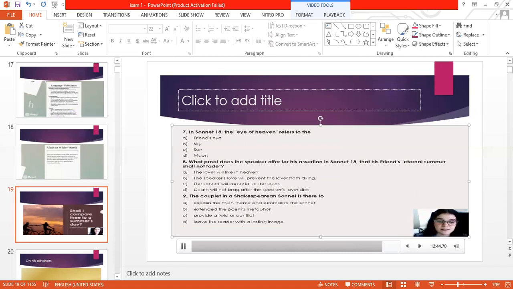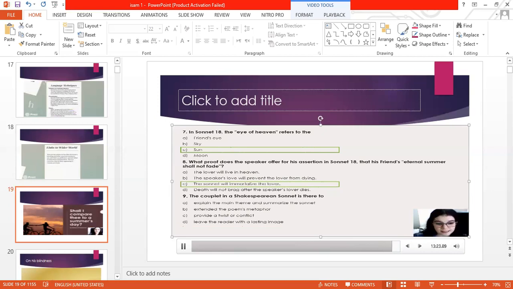Question 7. In Sonnet 18, the eye of heaven refers to A, a friend's eye, B, sky, C, sun, or D, moon. It is C, the sun. Question 8. What proof does the speaker offer for his assertion in line 18 that his friend's eternal summer shall not fade? A, the lover will live in heaven. B, the speaker's love will prevent the lover from dying. C, the sonnet will immortalize the lover. Or D, death will not brag after the speaker's lover dies. The answer is C, the sonnet will immortalize the lover.